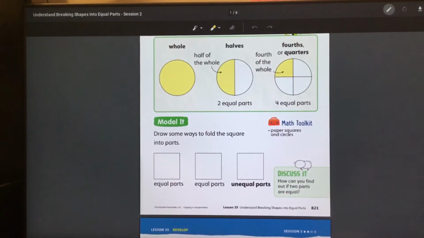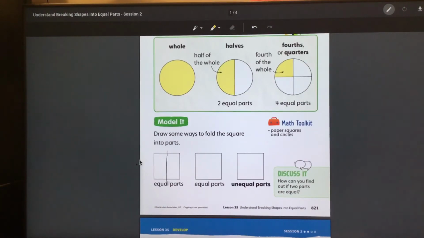All right, let's look at the model it. It says draw some ways to fold the square into parts. Okay, now it doesn't tell us how many, but it wants it to look different. So here it says equal parts. Okay, so I'm going to take my square and I'm going to make equal parts. I'm just going to draw a line right down the middle. Now I have equal parts.